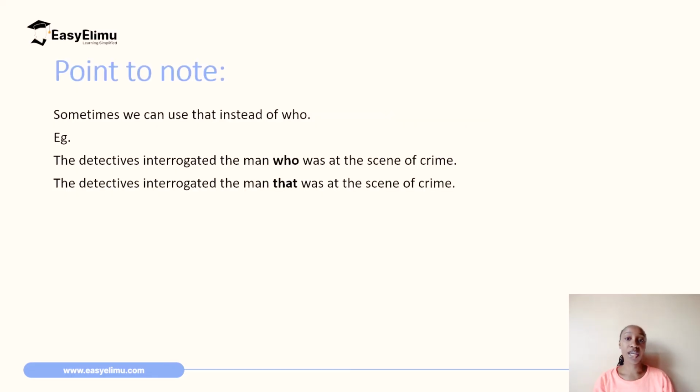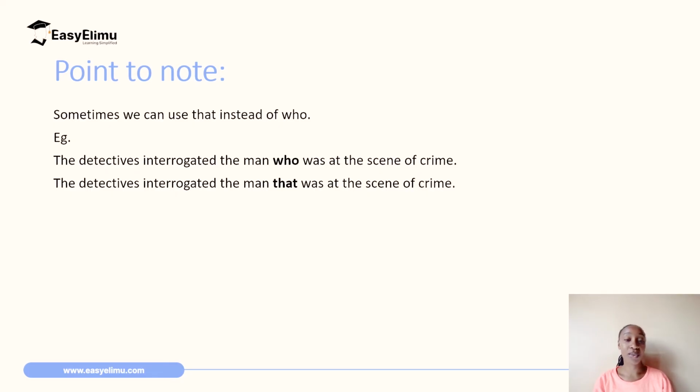Now, it is important to note that sometimes we can use that instead of who. We have said the pronoun who introduces clauses that talk about people only. And then we said the pronoun that introduces a relative clause that talks about people, animals, or things. So sometimes you can use that instead of who.